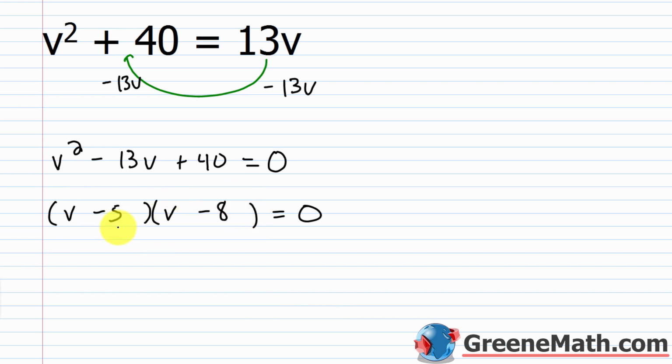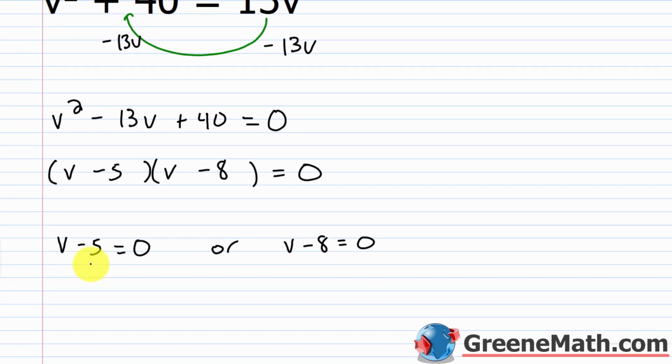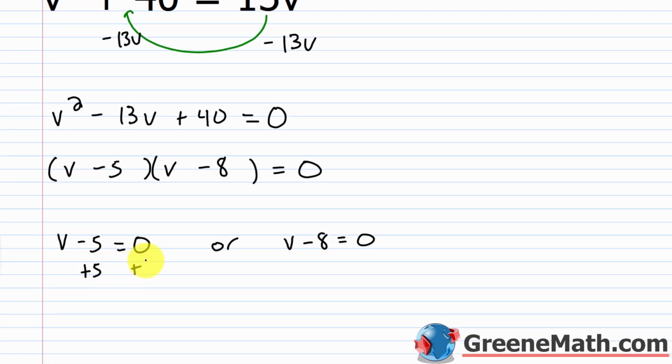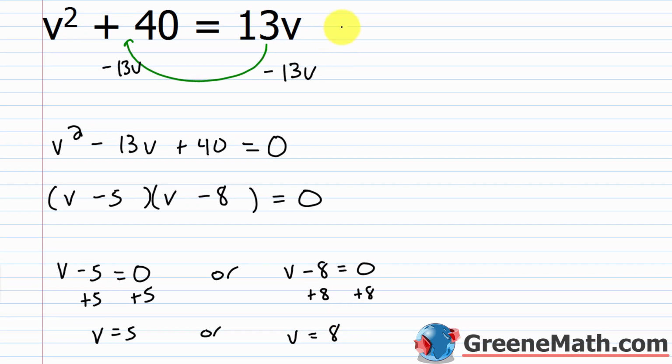So to figure this out, we set each factor equal to 0. So v minus 5 is going to be equal to 0, and then we can say or v minus 8, we set that equal to 0. We solve each for v. So plus 5, we'll get v equals 5. Or we'll add 8 to each side here, we'll get v equals 8. So v equals 5 or v equals 8.